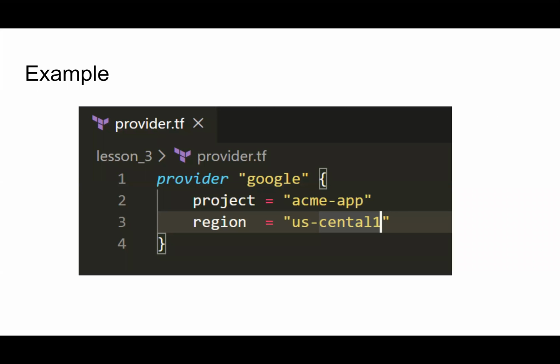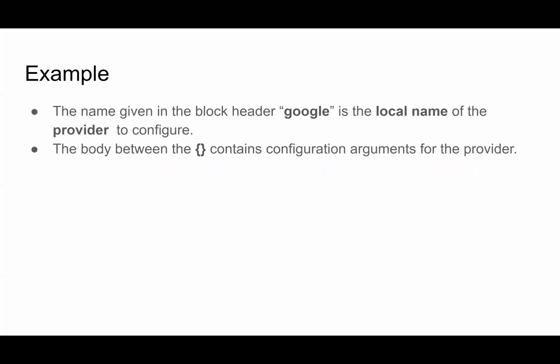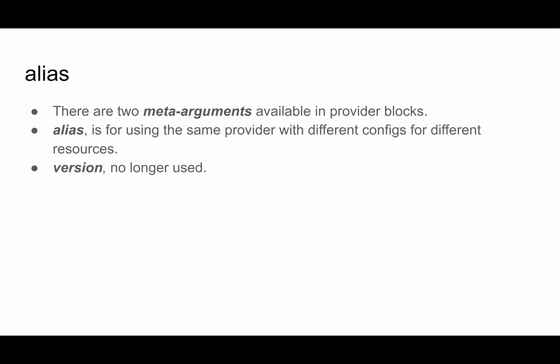Here's an example. We have a provider Google, and the project is Acme App, and the region is US Central 1. The name in the given block of the header is Google, and that is the local name of the provider to configure, and the body is what's between the curly braces. That contains the configuration arguments for the provider.